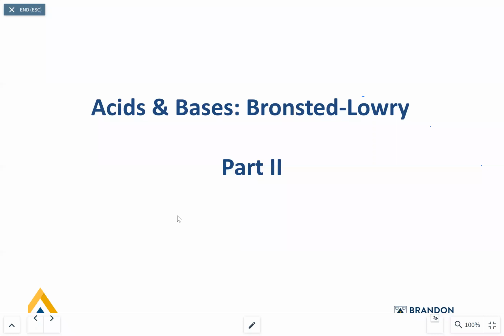So what we're going to do today is go through the second part of Bronsted-Lowry acids and bases, and we're going to look at structural features that we can use to determine how strong an acid is or how strong a base is, rather than relying on pKa tables. So that's what we're doing.